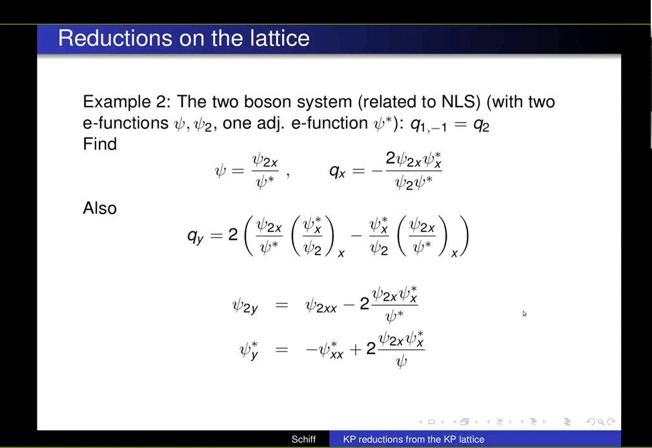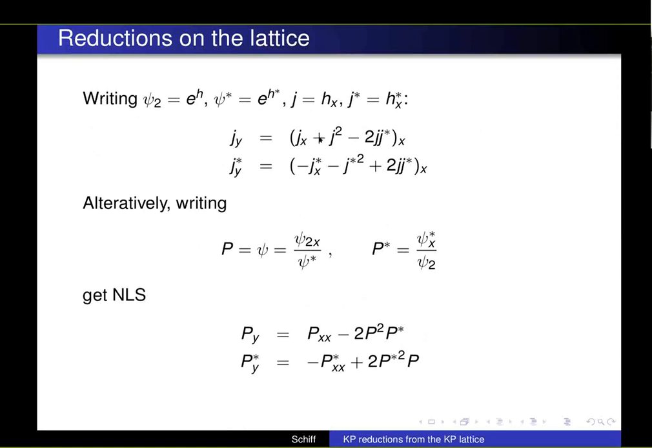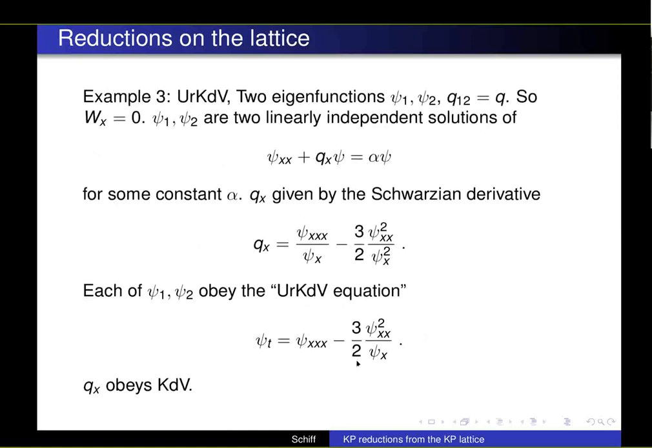I'm jumping from page to page. If you have 2 eigenfunctions and 1 adjoint eigenfunction, and you impose this invariance, you get a system that looks like NLS. It's in fact a system called the 2 boson system, but is related by a simple change of coordinates also to NLS. KdV also you get, KdV in fact only requires eigenfunctions, and to impose Q1, 2 equals Q. There are some details here that I'm not going to go into because I want to finish on time, that in fact you get something called the Ur KdV equation.